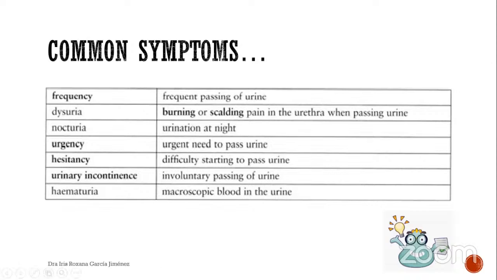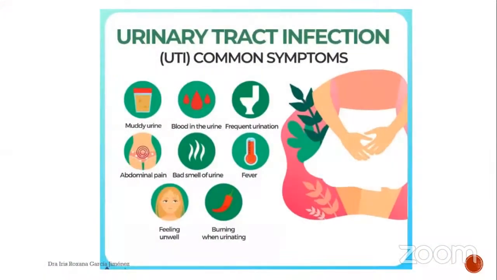Check this. Of course, it's our blue guy. He's showing us that it's an important slide. We're going to work on this. Common symptoms of a urinary tract infection. We must consider the muddy urine, blood in the urine, or hematuria, frequent urination or frequency, abdominal pain, bad smell of urine, fever, feeling unwell or malaise, burning with urination, the scalding. Okay, take it into account.